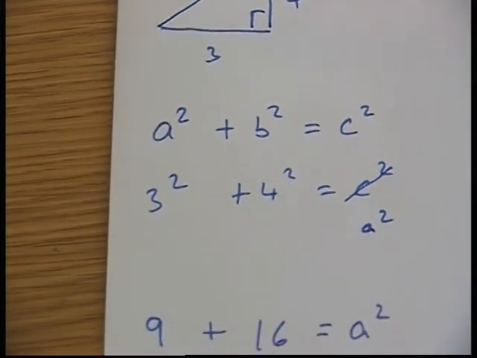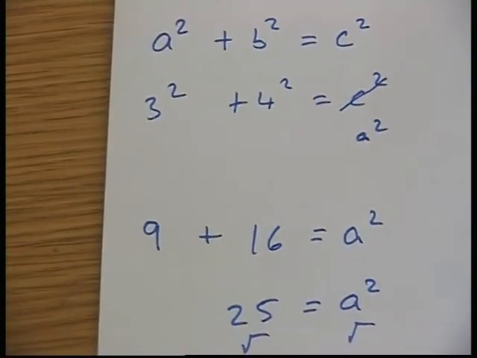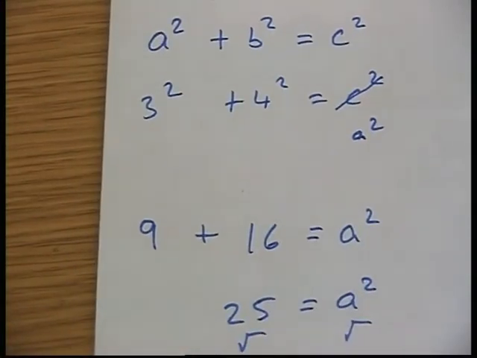So what is 3 squared plus 4 squared? Well, 3 squared is 9, 4 squared is 16. When you add them together you get 25. So 25 is equal to a squared.